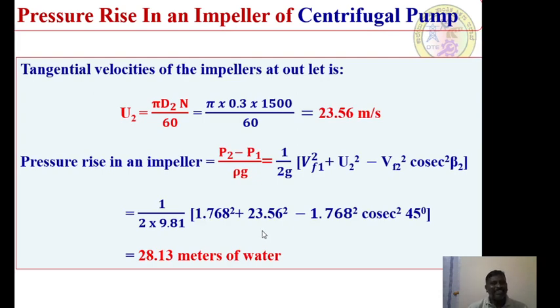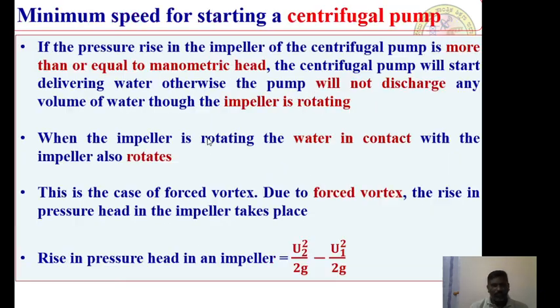Tangential velocity of the impeller at outlet is U2 equals pi D2 N by 60. You can calculate this. It is 23.56 meter per second. So pressure rise in the impeller, P2 minus P1 by rho g, is 1 by 2g, g is a constant, times Vf1 square plus U2 square. Vf1 we know, U2 we have calculated, Vf1 is equal to Vf2, and beta 2 is given in the problem. Therefore, the pressure rise in an impeller of a centrifugal pump is equal to 28.13 meters of water.